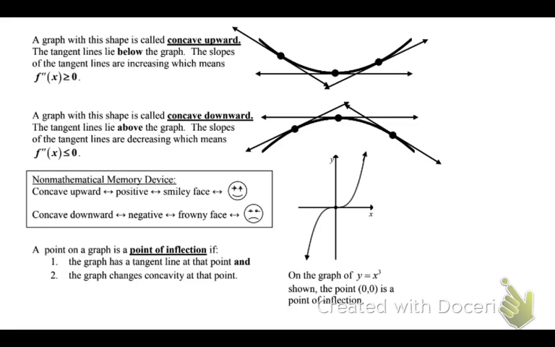And a graph is concave down if the tangent lines lie above the graph. That means the slope of the tangent lines are decreasing, which means f double prime of x is less than or equal to 0. In class, we're actually going to go over sketching the first derivative and the second derivative from the original function, which will help you understand this a little bit better.